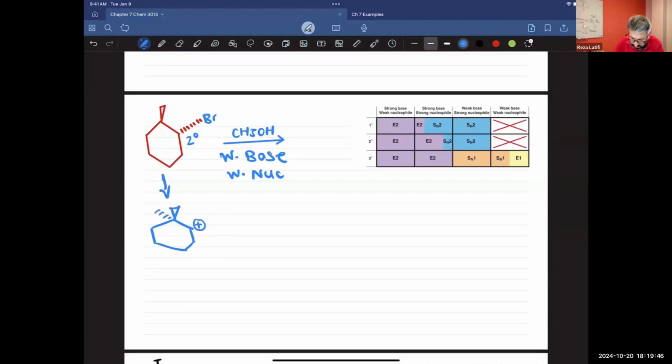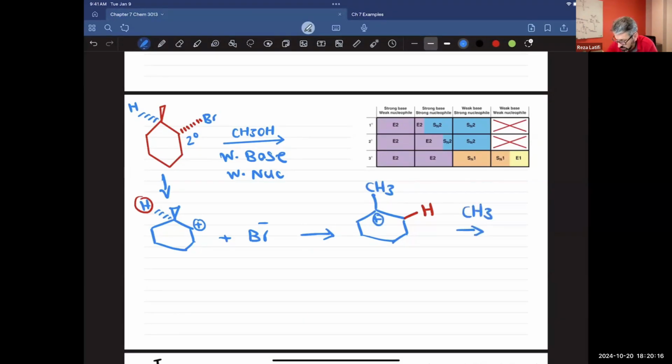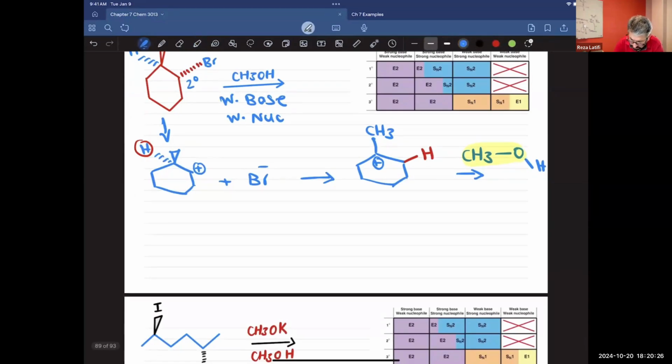And remember, we do have hydrogen there. So there is hydrogen here, plus bromide. Next step, this one will do a rearrangement. And we will have a hydride shift there. So that hydrogen will be transferred. And now we have a methyl here, CH3, and a positive charge. This one will react with the solvent. You will take the OCH3 and attach it to it. So the final product will be this. This is going to be the final product.